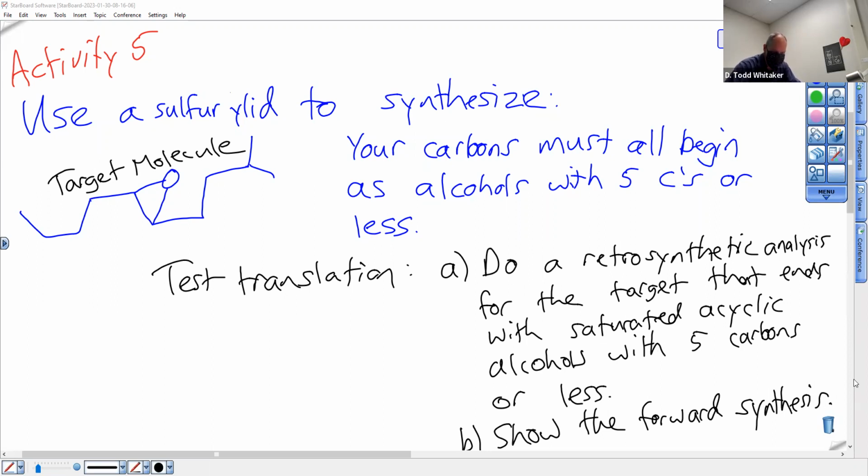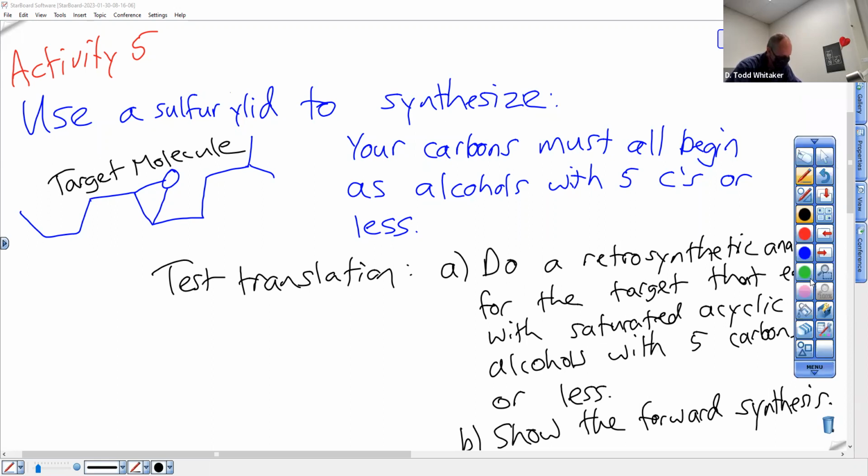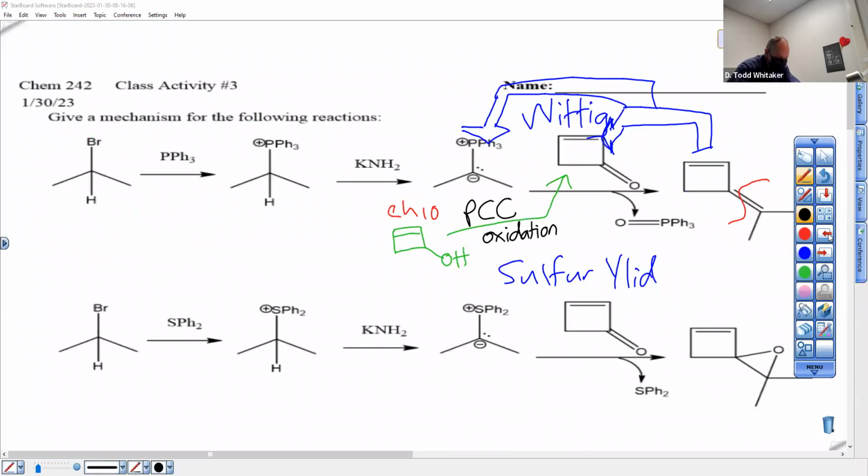So when you're doing an epoxide, what was it right before it was an epoxide and we're forced to use a sulfur ylid? It's not like use the other methods of making an epoxide. So we're looking back. It was an epoxide here, and it was in this case, a ketone and a sulfur ylid.